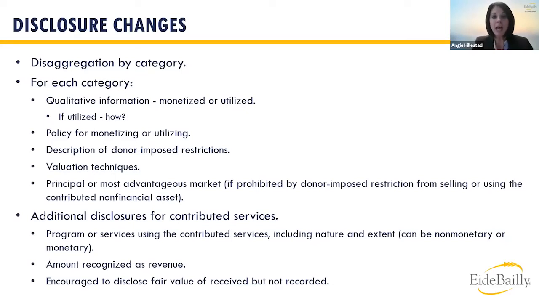And then for each category of contributed non-financial asset that is disclosed, you're required to provide qualitative information about whether the contributed non-financial assets were monetized, so were they sold for money, or utilized, were they used in operations during the reporting period. If they're used, the not-for-profit also has to include a description of the programs or activities that used those assets. The not-for-profit needs to disclose its policy, if they have one, about monetizing rather than utilizing contributed non-financial assets.